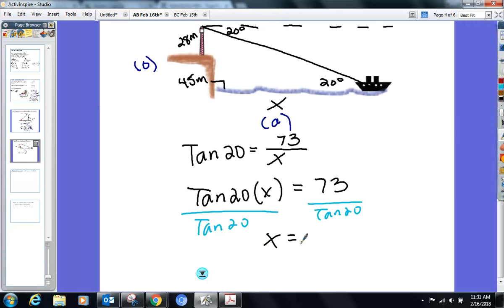Does this one have rounding directions as well? Nearest tenth again. About 200 meters. Okay, anything else? About 200 meters away.